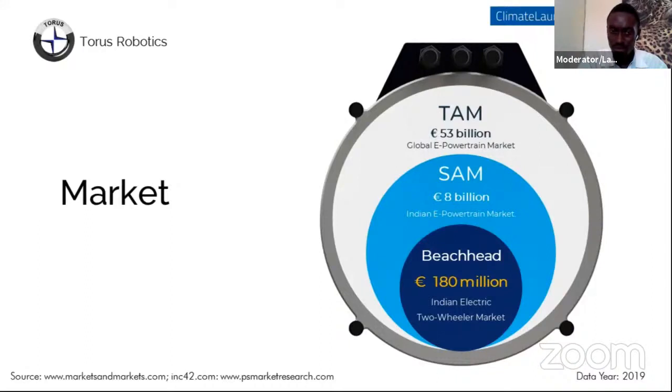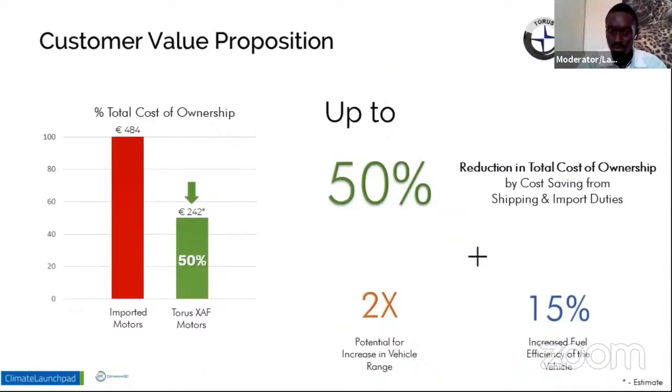This Indian electric two-wheeler market is estimated to be about €180 million as of date, and is estimated to grow at a CAGR close to 57.9% annually in the next 5 years. Being an indigenous and cost-effective solution, our motor offers up to 50% reduction in total cost of ownership when compared to imported motors through estimated cost savings from shipping and import duties. Additionally, its compact size and maximized efficiency offer 2x potential for increased vehicle range and 15% added fuel efficiency to our customers.